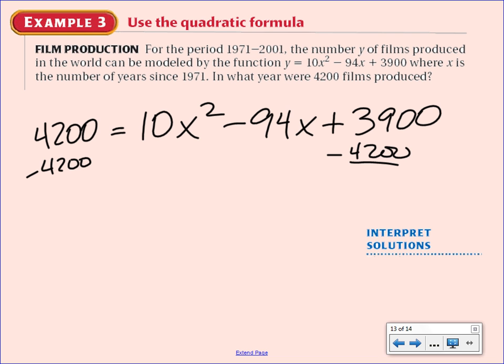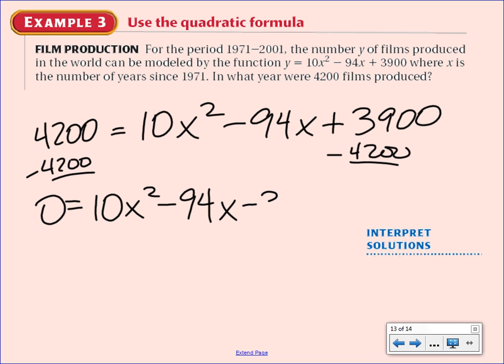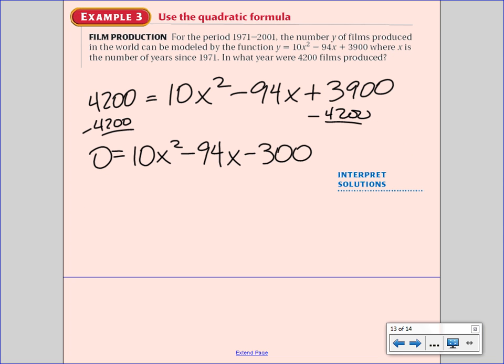Okay, that'll give us our nice 0 that we're looking for. 10x squared. Okay, now what? We got it in standard form, now what? Using the formula, we need to plug it into the quadratic formula.